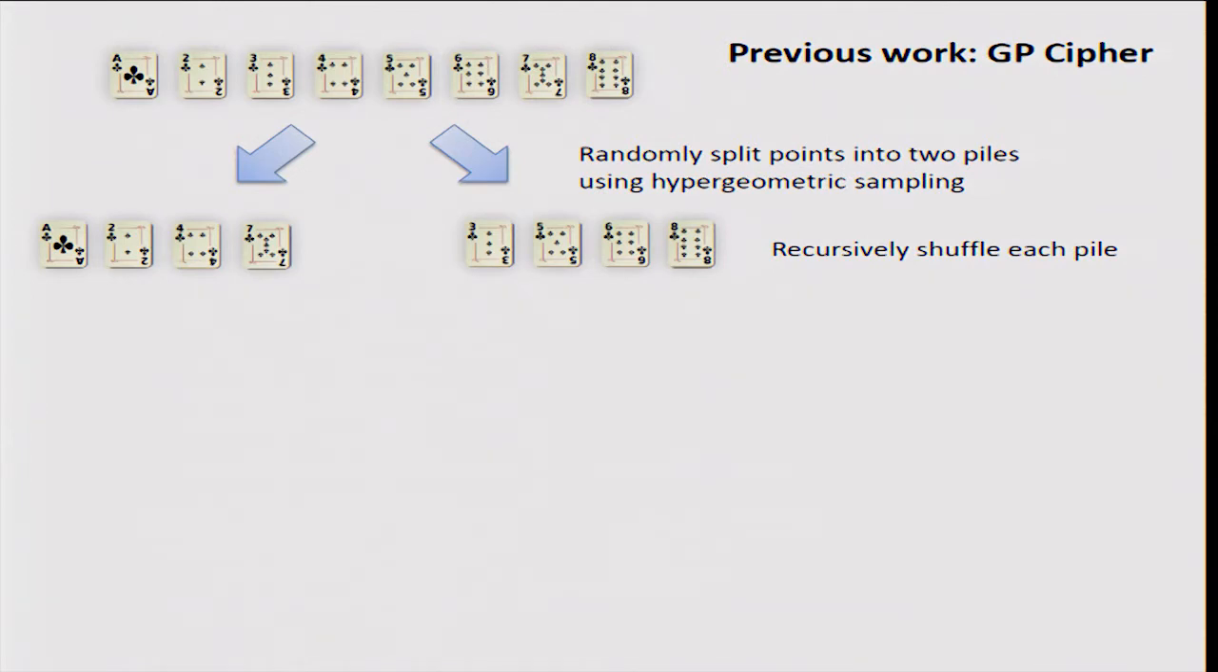Again, I'm going to focus on shuffling 8 cards. And I've actually numbered the cards here, ace through 8, because I want to emphasize one particular thing about the GP cipher. What they do is they use sampling from the hypergeometric probability distribution to randomly assign cards to one of 2 piles. Okay, so there's n choose n/2 ways to do this. They want to randomly choose one of those ways. Okay, so we've done that, and then, like we just described with mix and cut, we'd then go and recursively shuffle each pile in the same way.